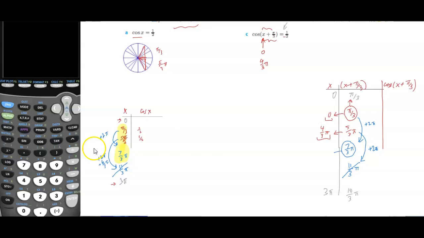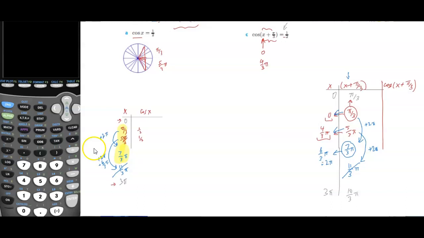What is the x value that corresponds to 10/3 pi in this translated domain? We're going to subtract pi over 3, right? Here we subtracted pi over 3. Here we subtracted pi over 3. Here we're going to subtract pi over 3 too. So we're going to get 6/3 pi, also known as 2 pi, right? Okay, so those are our 3 solutions.